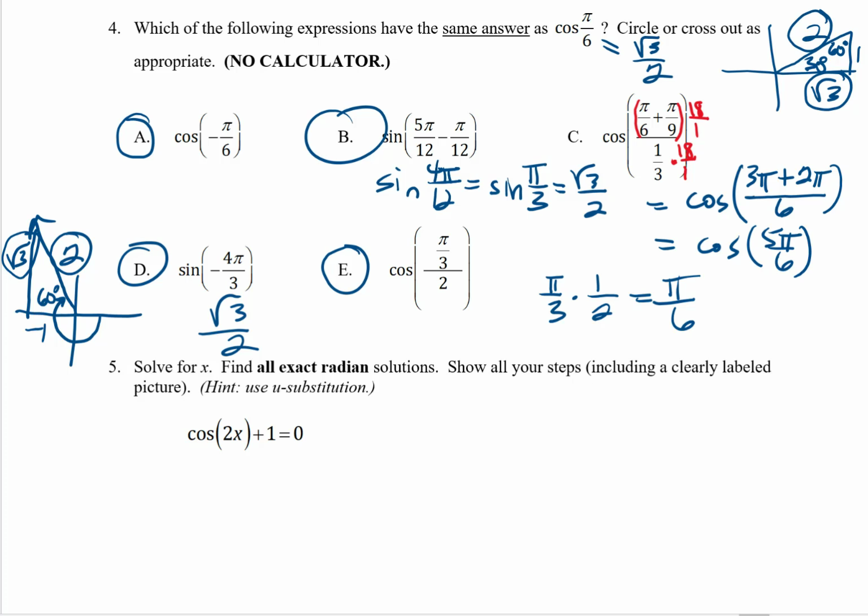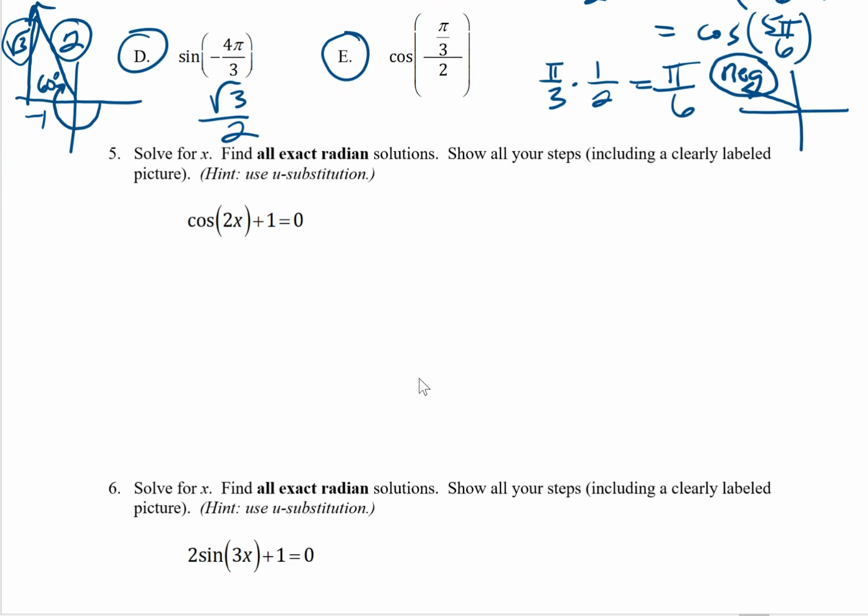And now I'm wondering, is that the same thing as cosine of pi over 6? This is the only one I think I'm going to end up crossing out, and I can do it pretty fast because 5 pi over 6 is over here in the second quadrant, and I know that cosine is negative in the second quadrant, so of course I cannot possibly get the same answer. This one is not the same as cosine pi over 6.